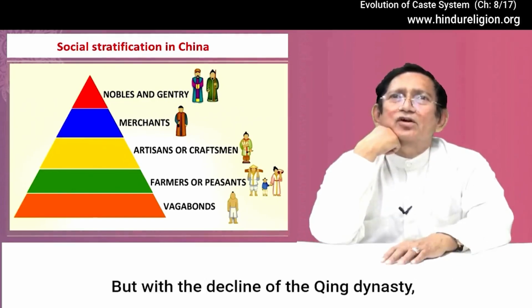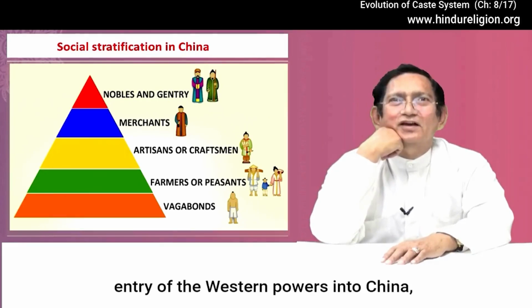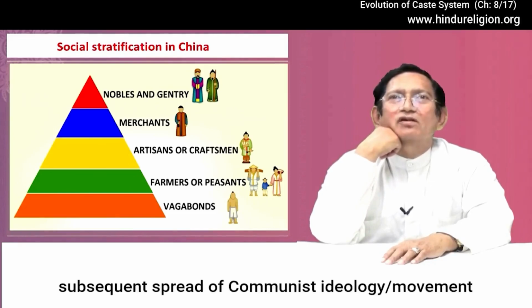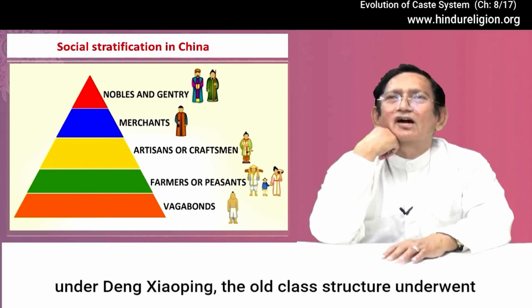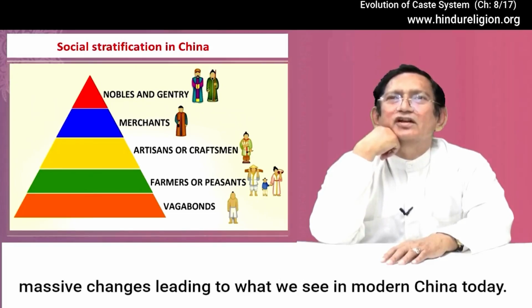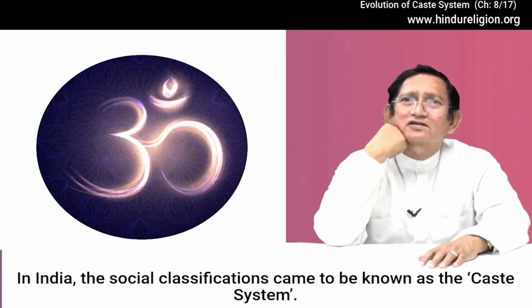But with the decline of the Qing dynasty, entry of the Western powers into China, subsequent spread of the communist ideology movement under Mao Zedong, followed by the social liberalization under Deng Xiaoping, the old class structure underwent a massive change, leading to what we see as modern China today. In India, the social classification came to be known as the caste system.